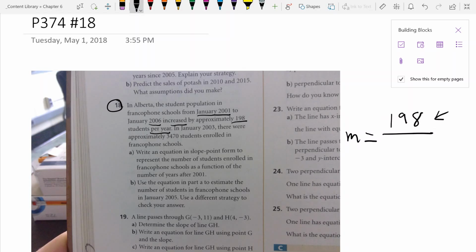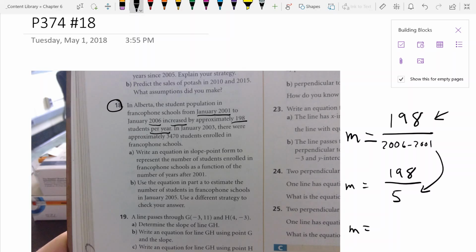The years, however, I've got to find the difference. So I'm going to do 2006 minus 2001. I'm going to get 198 over 5, because 5 is how many years the difference is. I could reduce this to a decimal if I wanted, or I can leave it the same. I'm going to change it to a decimal, just so it's easier to see and easier to work with.